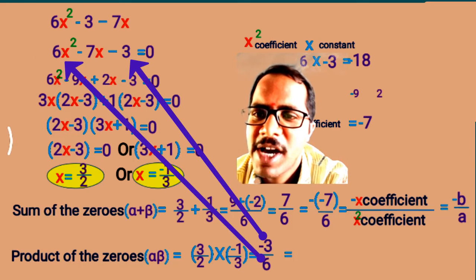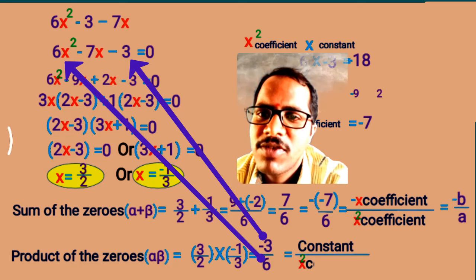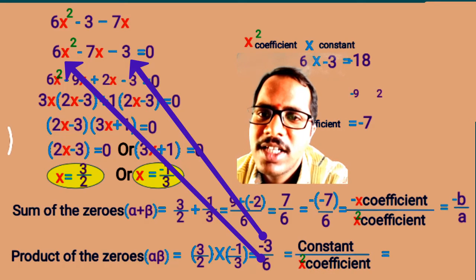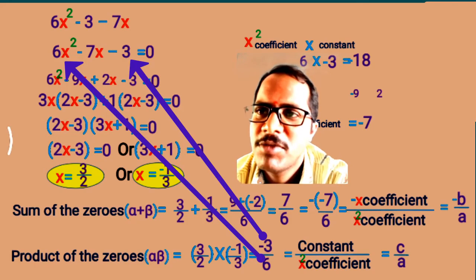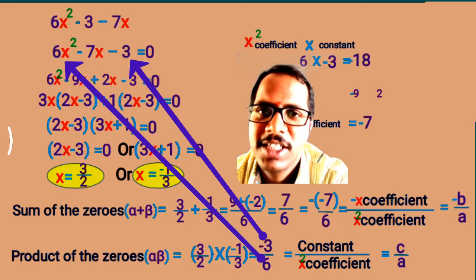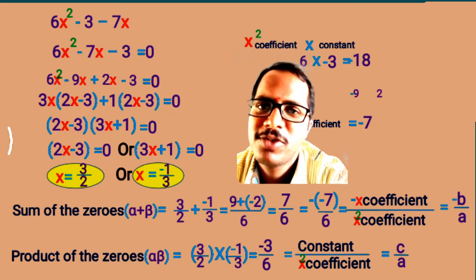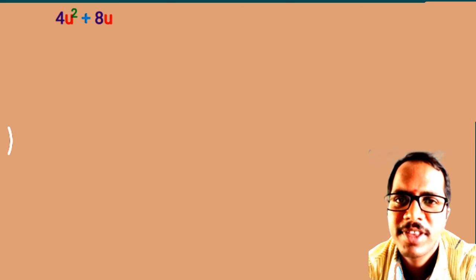So we can write this minus 3 by 6 as constant term by x square coefficient, or we can say c by a. So hence we verified the relationship between the zeros and the coefficients of the given quadratic polynomial 6x square minus 7x minus 3. So in this way, let us do the next problem. The next problem is given as 4u square plus 8u.